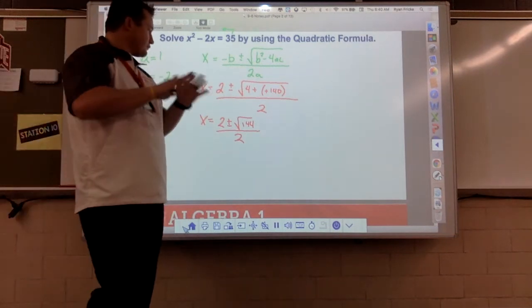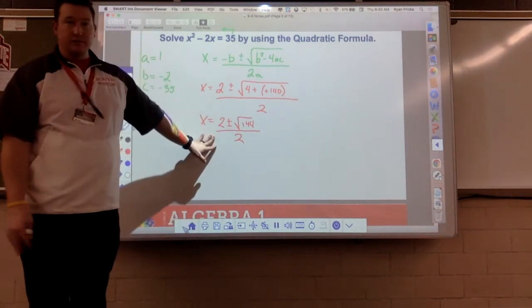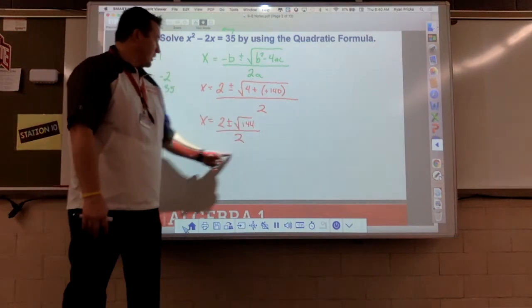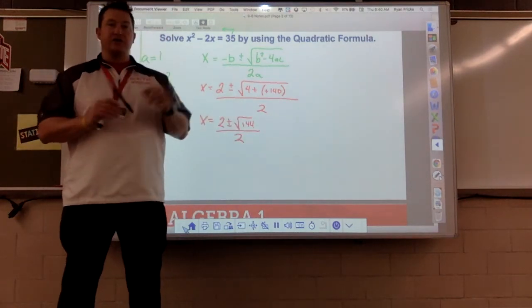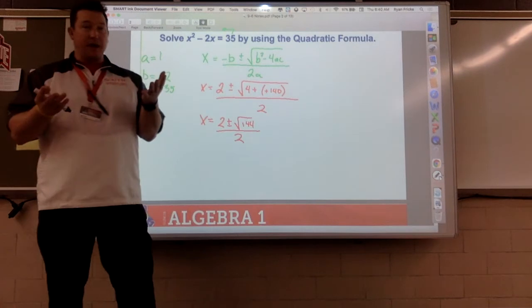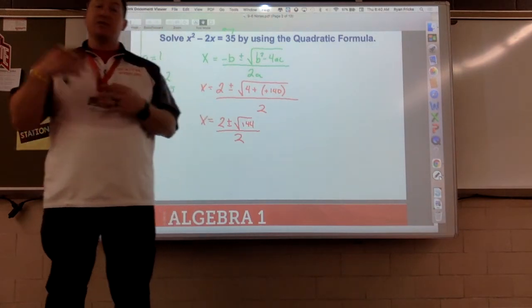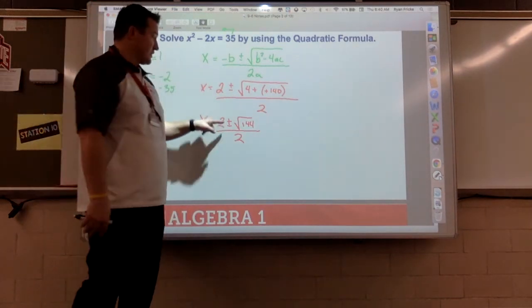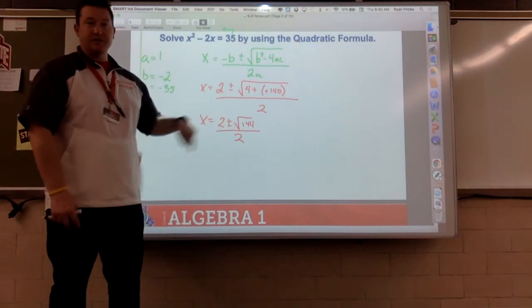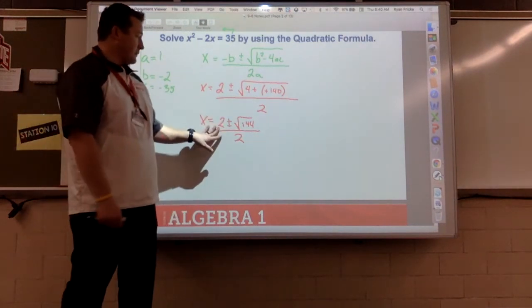From here, we're good to go. We can break out into our 2 answers from here. Think about it: when we had square roots, we had 2 answers. When we see graphing, sometimes we can have 2 answers. I'm going to get my 2 answers from this plus or minus right here.